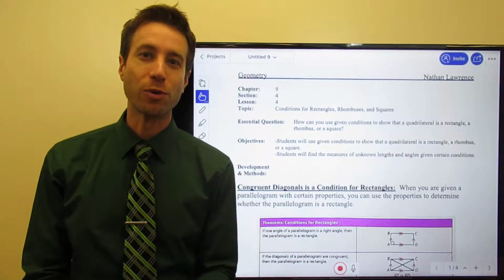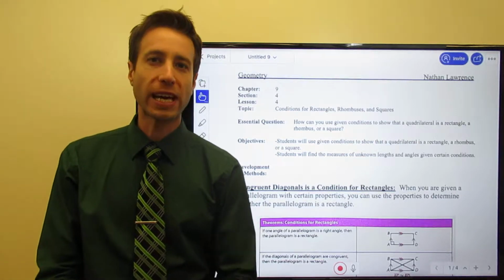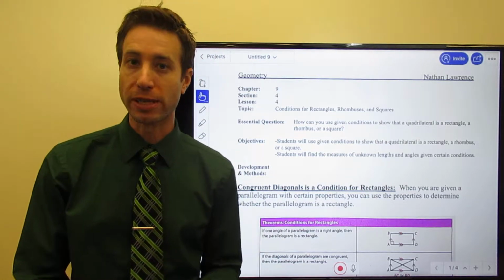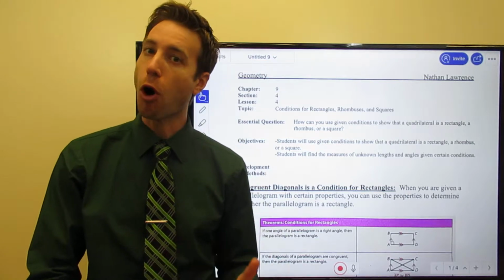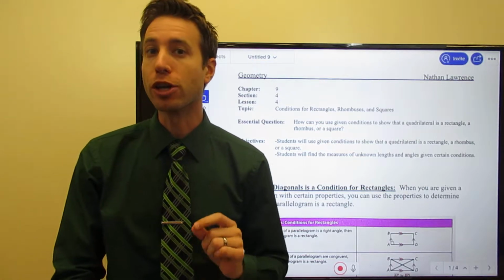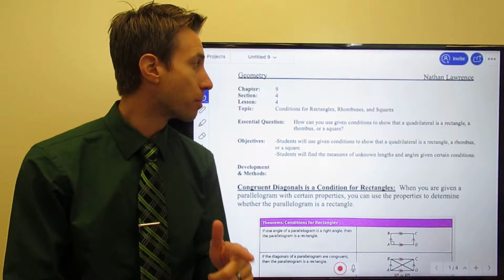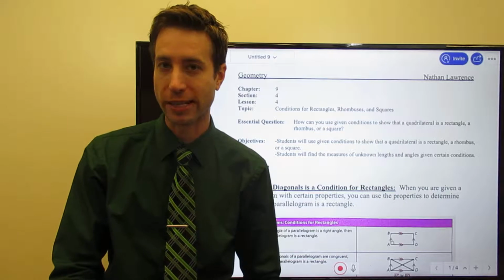Hi guys, welcome to this set of videos. What we're going to do in this set of videos is take a look at a section in geometry where we're going to use the properties of rectangles, rhombuses, and squares, which we've already talked about, and use those properties to prove that a shape is a rectangle, a rhombus, or a square.